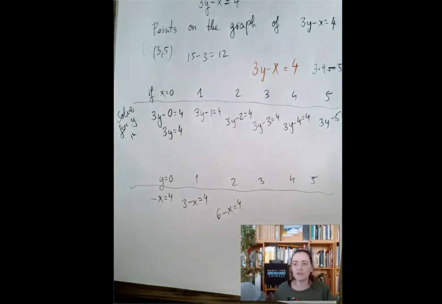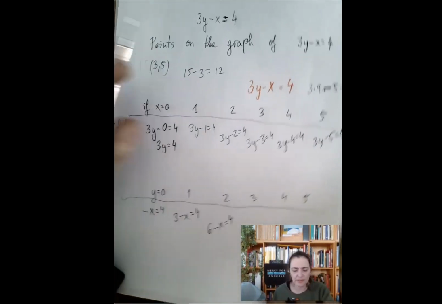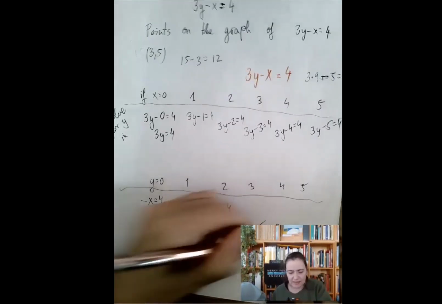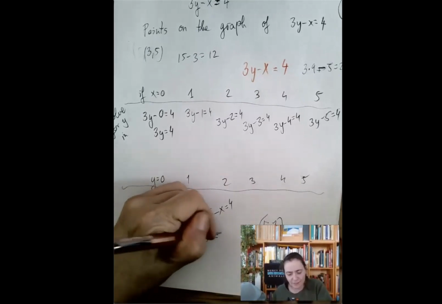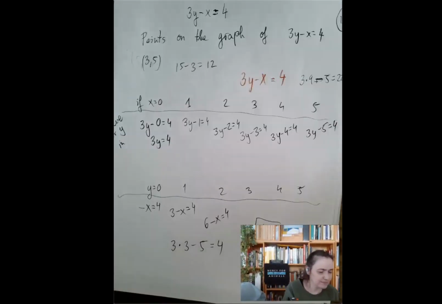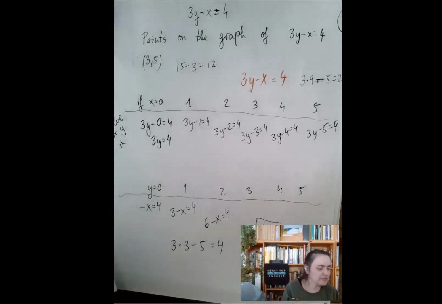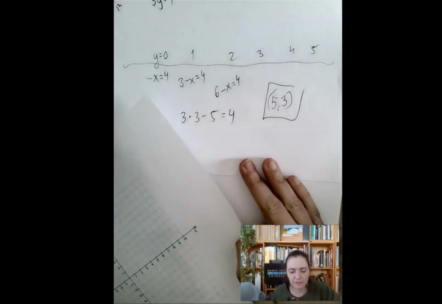But it doesn't matter how, just come up with a pair of numbers that do work. Oh, you say 5, 3? Okay, I'm sorry, 5, 3. So 3 times 3 minus 5 is 4. So we found one. Good, 5, 3 works. Now start cramming them out, because for a straight line, theoretically you need 2, but if you have 3 or 4, then if you make a mistake, it will stick out like a sore thumb. So 5, 3 is on the line.